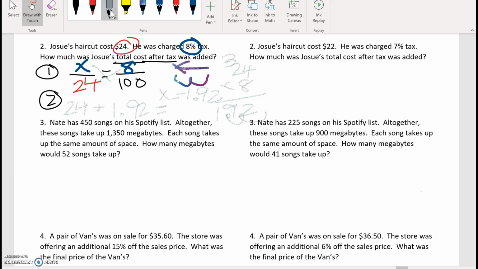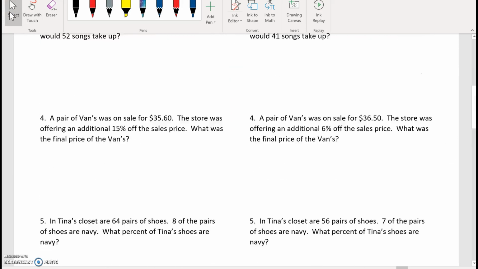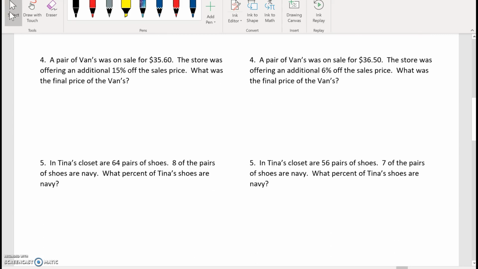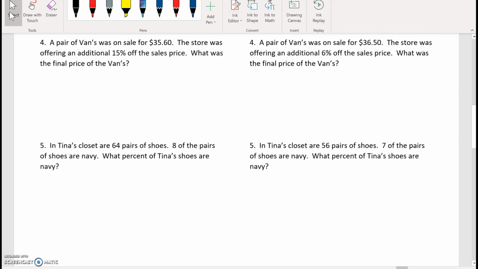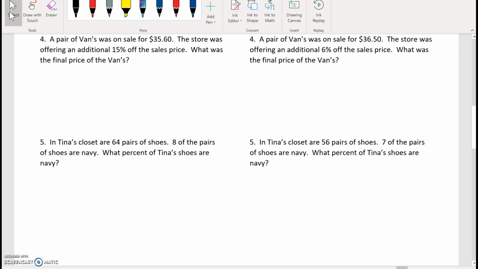So this is how both partner A and B are going to work out problem 2, but partner B is going to use your numbers instead. So instead of a cost of $24, it's $22 for partner B, and instead of tax of 8%, it's 7% for partner B. Okay, so the second problem that I want you guys to go ahead and move down to is going to be number 4. So we're going to go ahead and skip number 3, and we'll come back to it after.